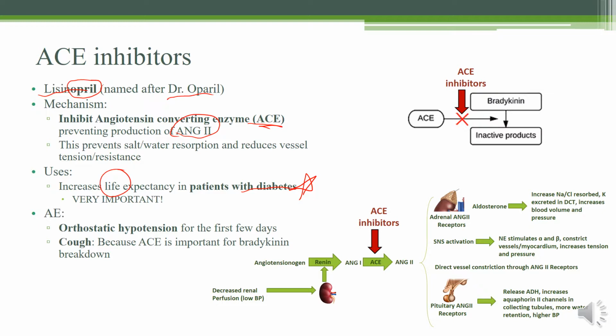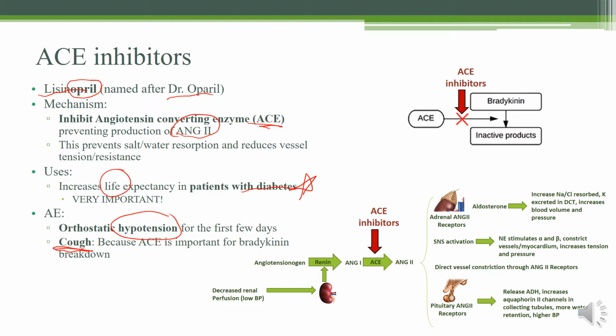Now, the adverse effects of ACE inhibitors are going to be similar to any drug that reduces blood pressure, and that's orthostatic hypotension. Your body needs a little bit of time to get used to the decreased blood pressure, but it has a unique side effect of causing coughs. This is a very commonly asked question because of how unique it is.